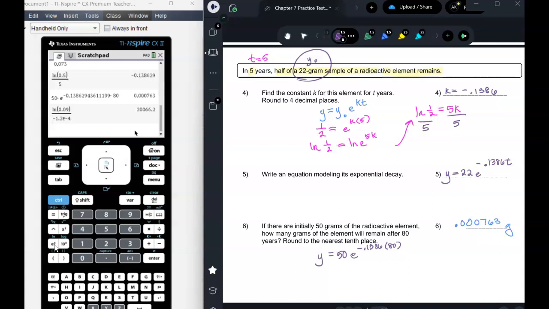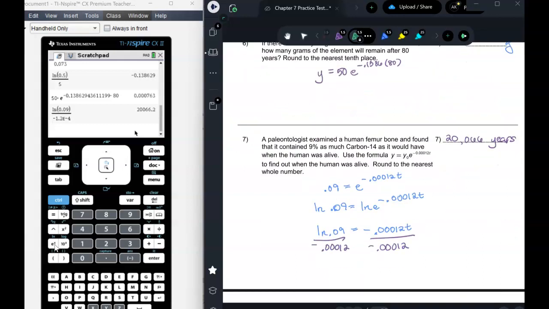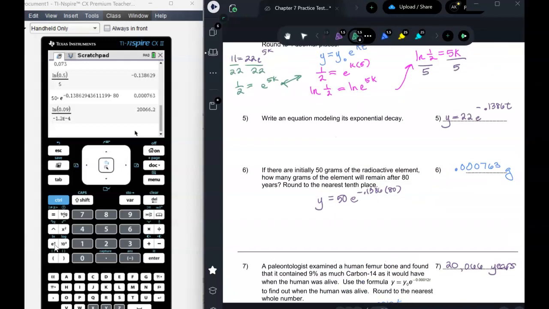Right? Half of 22 is 11? So what would happen if I had 11 equals 22e to the 5k? I would have to divide both sides by 22, but that just gives us a half, which is the same thing that we have here. So when you're working with half-life, it doesn't matter how much you're starting with. You always just have half. You always end up at half.